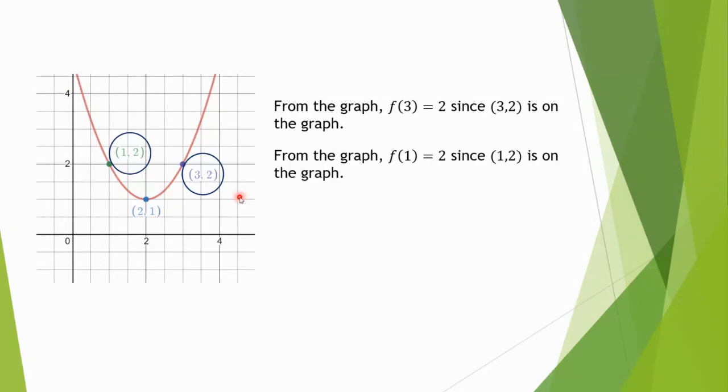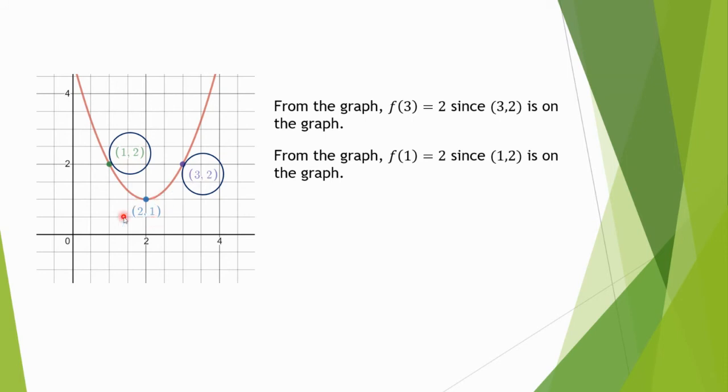As another example, since (1, 2) is also on the graph, that tells us 1 is in the domain, 2 is in the range, and f of 1 has to be 2. So 2 values get mapped to 2. Again, it's still a function because each input gives you only 1 output. At 1, you're only going to get back 2. At 3, you only get back 2 as well.